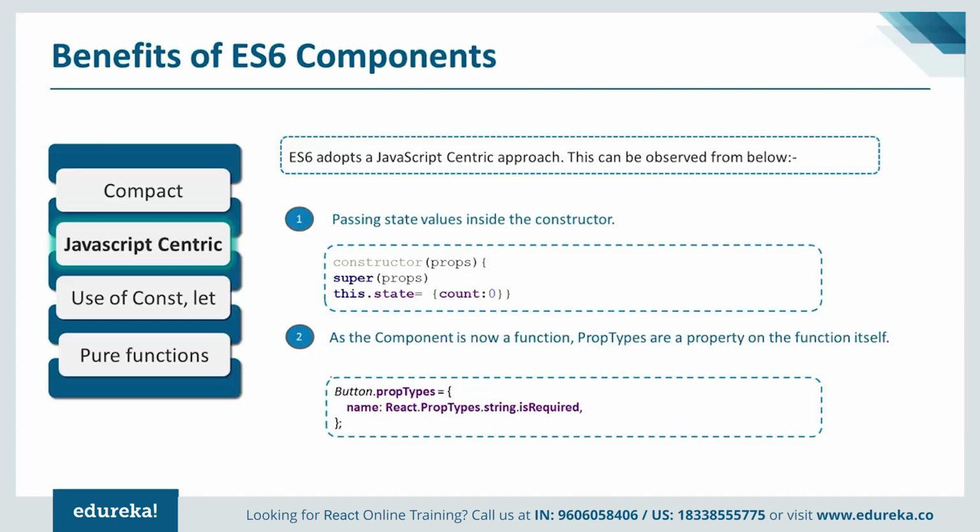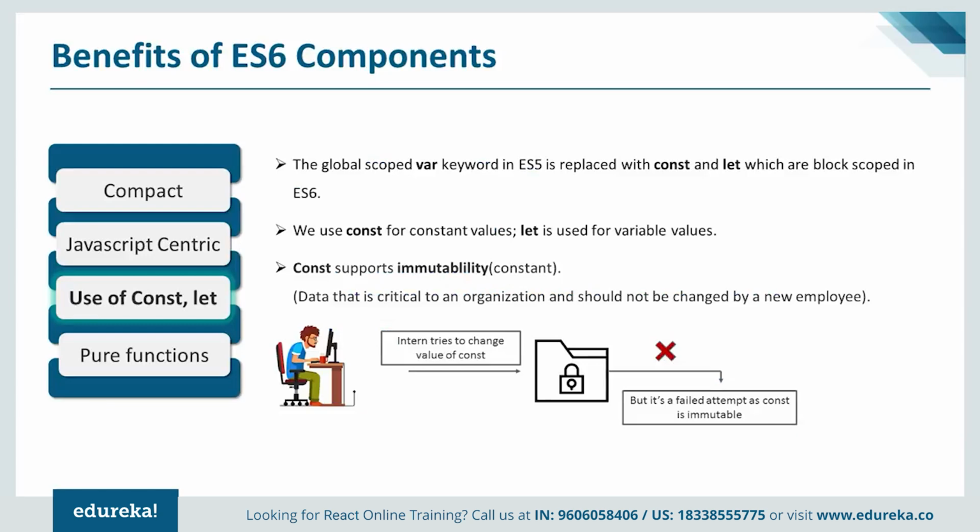And now the component is a function. This is very important to note here. The component is now a function, and propTypes are a property on the function itself. As I said, the var keyword in ES5 was globally scoped. Now it is replaced with const and let, which are block scoped in ES6. This is very important. We use const for constant values and let for variable values, and const supports immutability, because it is constant, so its value cannot be updated.